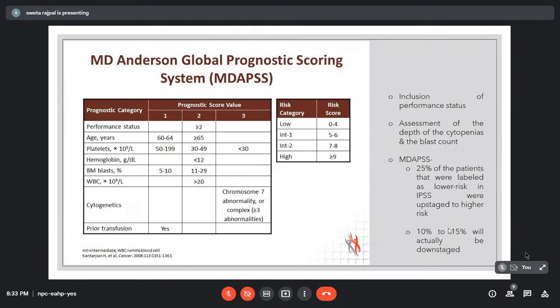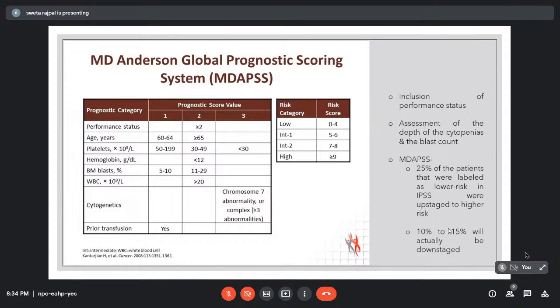Another system commonly used in American groups is the MD Anderson Global Prognostic Scoring System. Here they include the performance status of the patient, and they use the depth of cytopenias and blast count. They compared this with IPSS and revised IPSS, and found that when applying this criteria, 25% of the lower risk IPSS patients can be upstaged.